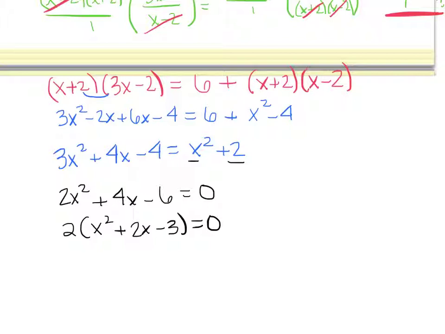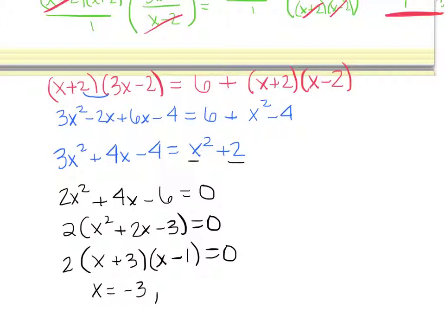And I can now factor that. So I have 2 times x plus 3 times x minus 1, and this equals 0. So now I found that x is equal to a negative 3 or a positive 1.